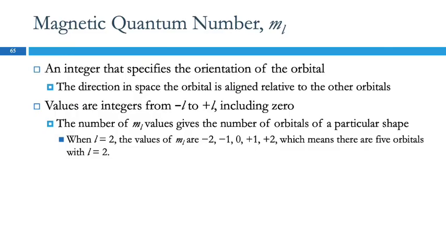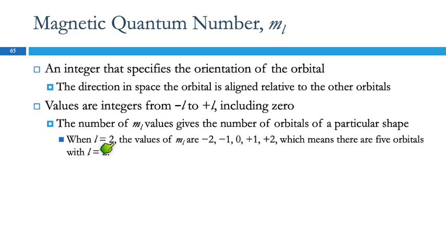The magnetic quantum number gives us the orientation. Is this one straight up and down? Is it sideways? That sort of orientation. How they're aligned with each other. So the values for these, it can be anywhere from negative L up to positive L, including 0. And so this is going to give us the number of orbitals of that shape.